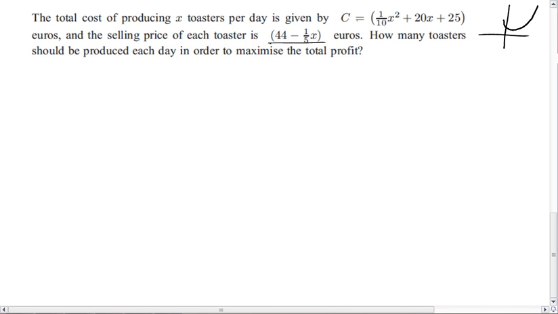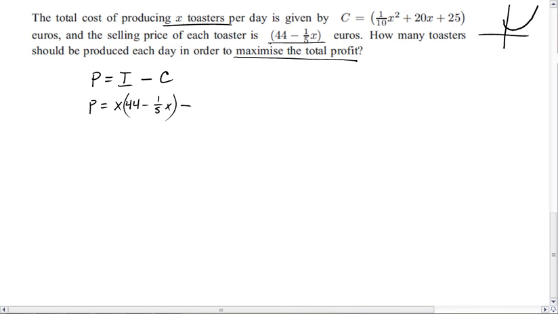All right, so let's now try to maximize the total profit. First thing we need to know is that profit is going to equal our income, or the money that we earn, minus the cost, or our sales minus the cost of production. So we've got equations for those. You have to be careful here because the income is not just 44 minus 1/5 x. That's one toaster. But how many toasters are we making? x. And so we're going to put an x in the front, because that x means that I'm going to multiply the cost of one toaster by the number that I make. And that will give me the total amount of money that I earn for the day.